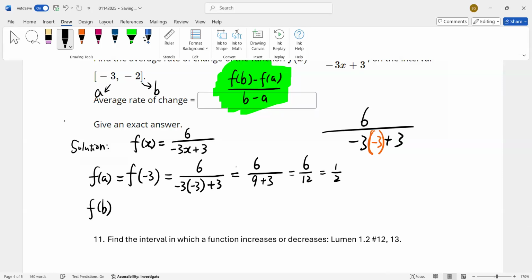I'm going to give you 1 minute. Please help me to find the value for f of b. b here is -2. So you are going to plug in x equals -2 to find the corresponding output. I'll give you 1 minute.